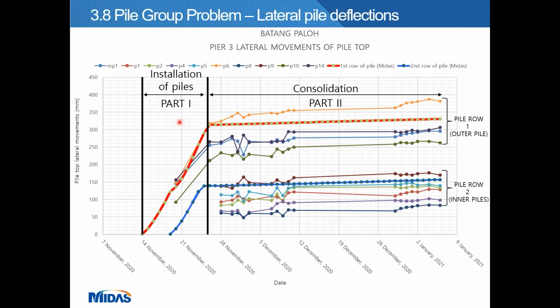There are 2 parts of the lateral movement. The first part is due to the installation of the spun piles, and the second part of the movement is caused by the consolidation of the induced pore water pressure. And these are our predictions for pile row number 1, and for pile row number 2. What I can say is that this prediction is quite encouraging. With that, I conclude the first working example.